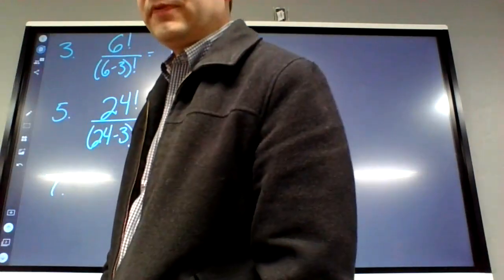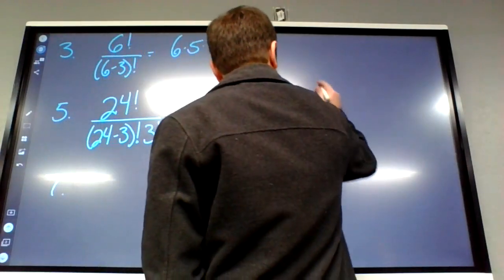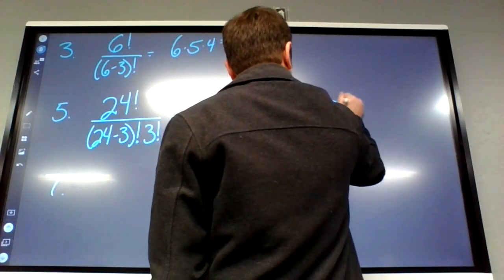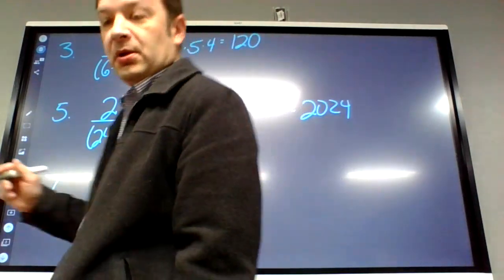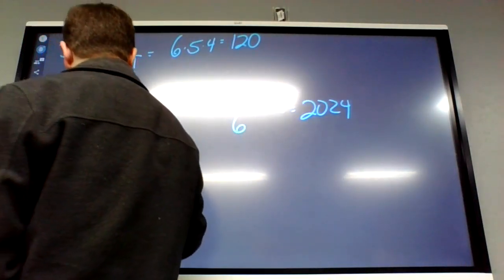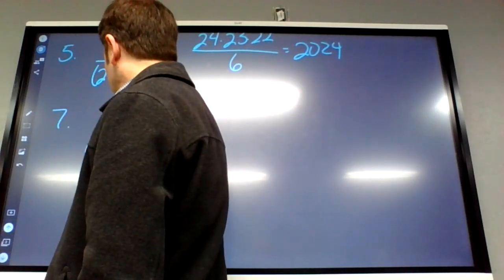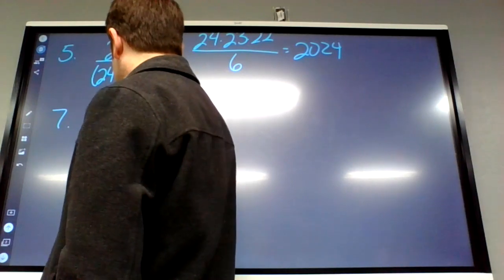Number 7, 14. 7, 24. 20, 24. Okay, 14. 14 minus 6, 6.